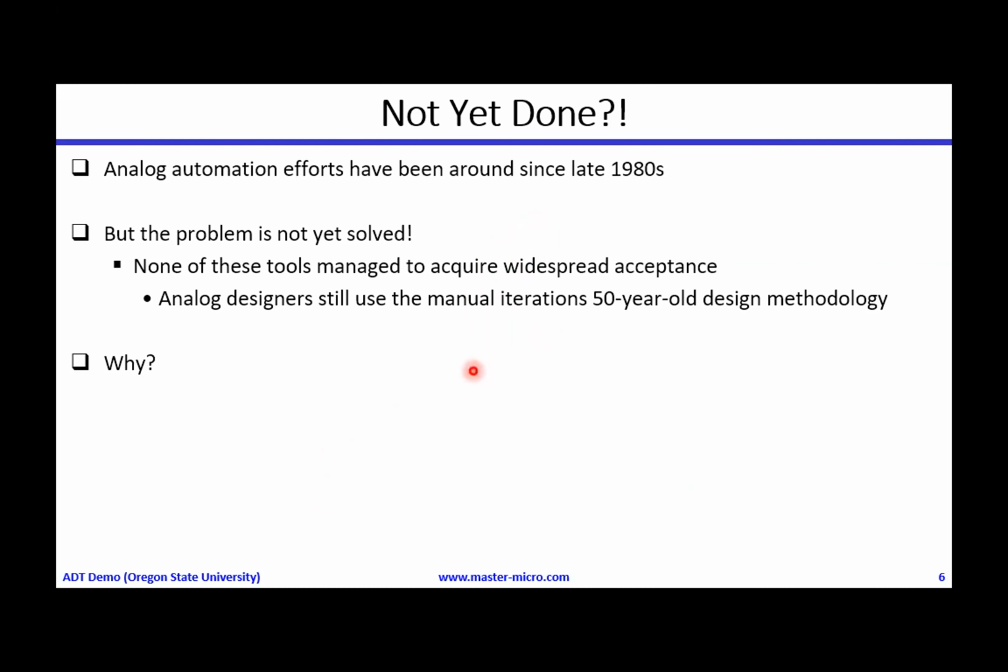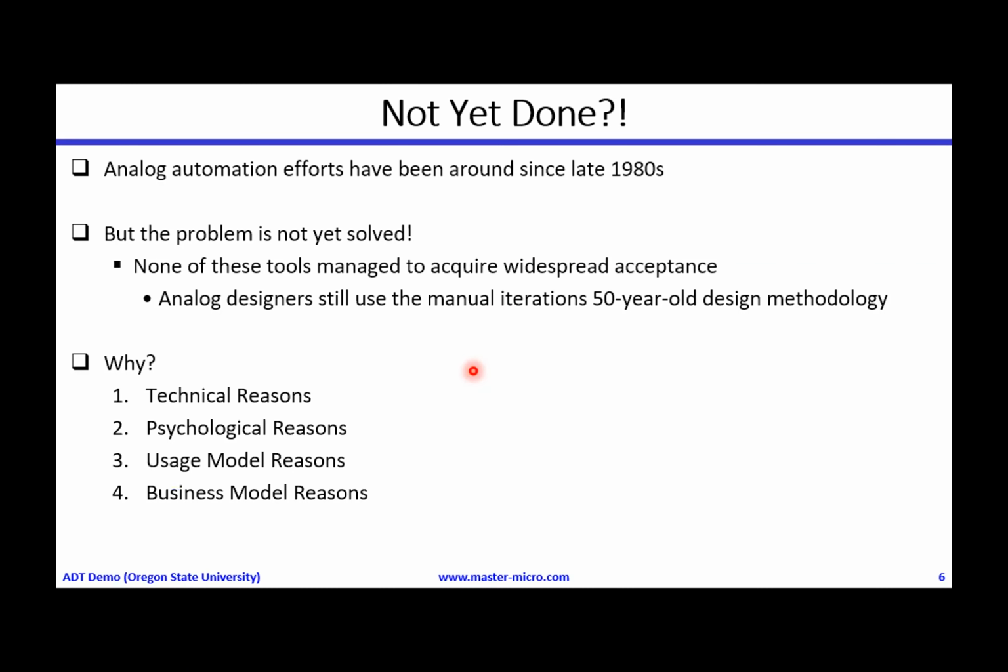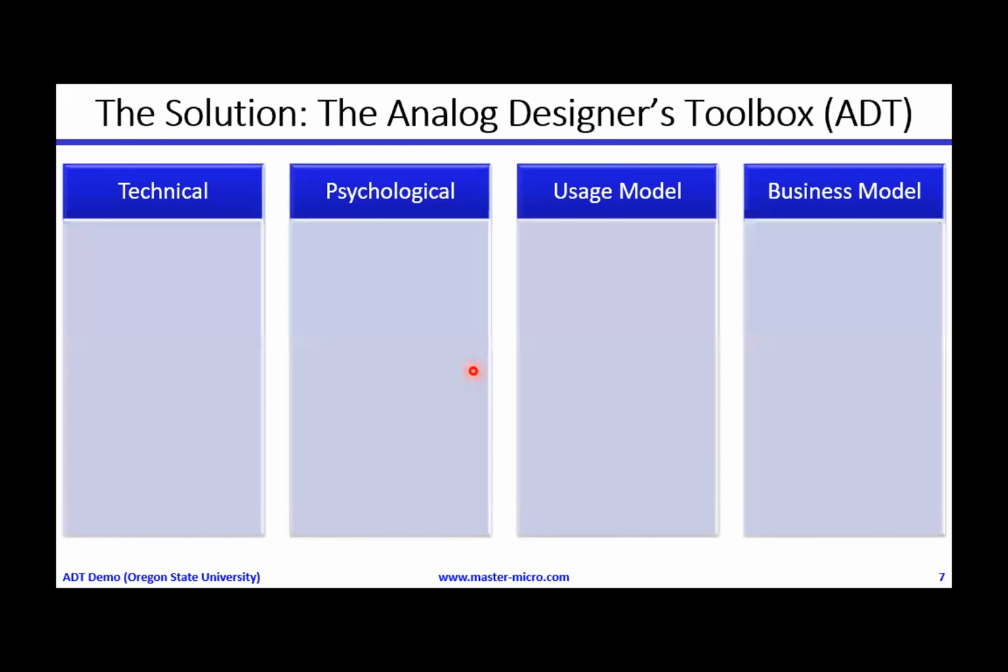So we tried to do some reflection. Why didn't these solutions manage to address this problem? And we categorized the reasons into 4 categories: technical, psychological, usage model, and business model. And we tried to address these 4 reasons with the solution we are proposing, the Analog Designer's Toolbox.